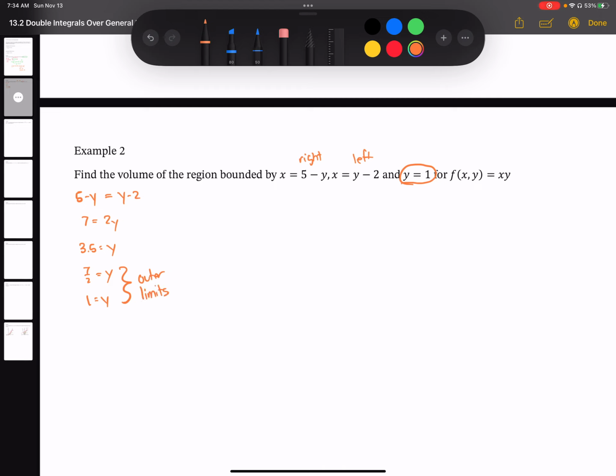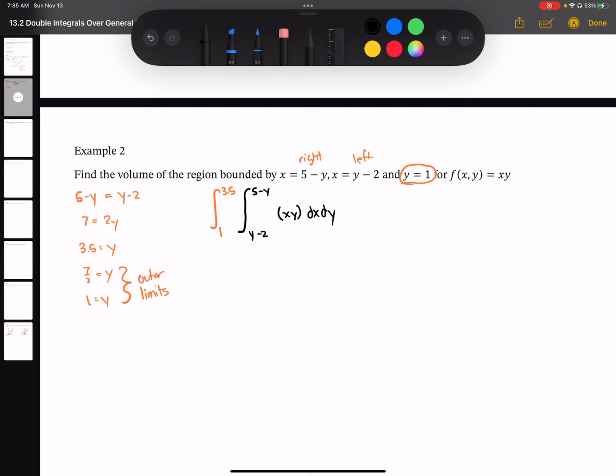So those are our outer limits. We'll first write our outer limits from 1 to, we'll say 3.5. And then our inner limits are: the left function was y minus 2. The right function was 5 minus y. And we're integrating the function xy. And this time, x is the variable being integrated first.